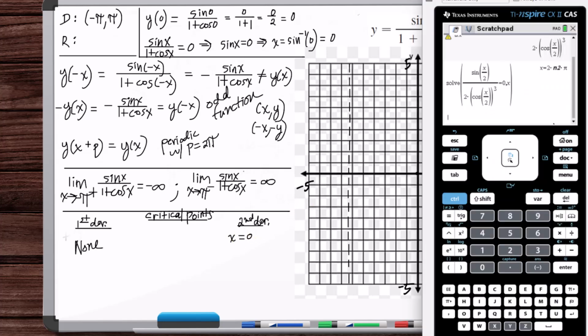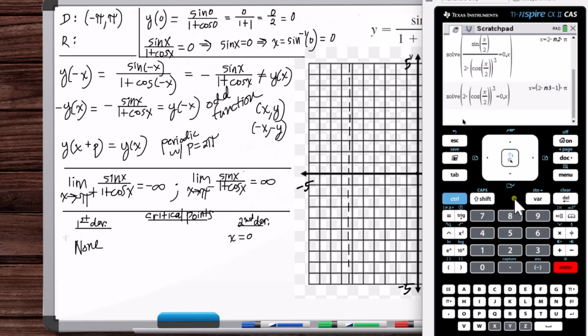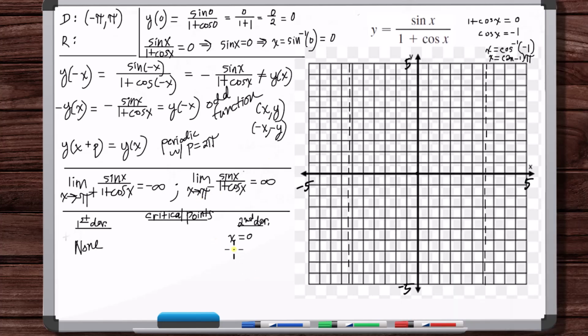All right. Now let's solve for where this equals 0. Okay, so that would be minus pi and pi, so that's it. So just at 0, 0. We have a critical point with respect to the second derivative.